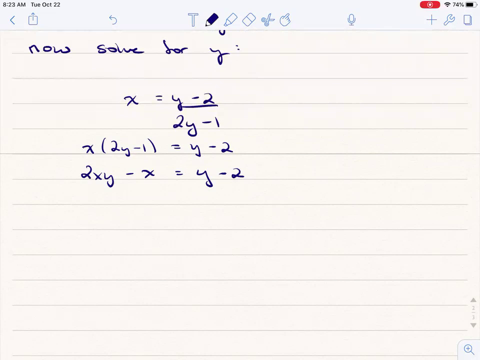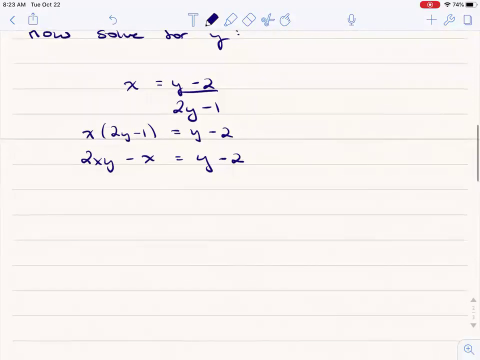Same deal, trying to get y's on one side, everything else on the other side. So I'm going to bring the y on the right-hand side over to the left-hand side, and bring the x on the left-hand side over to the right-hand side. Really hoping I kept my lefts and rights straight, but I think you know what I mean. I'm going to do it in one switcheroo. So I get 2xy minus y is negative 2 plus x, or x minus 2 if you prefer.